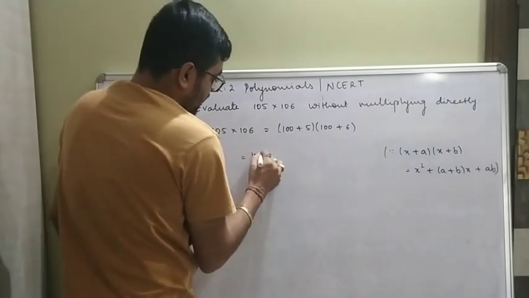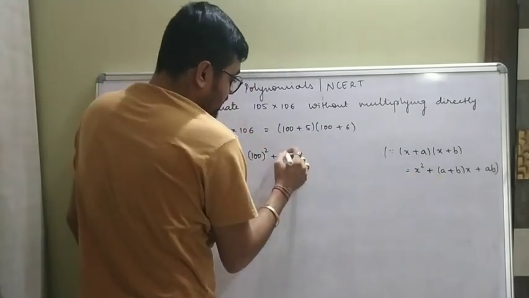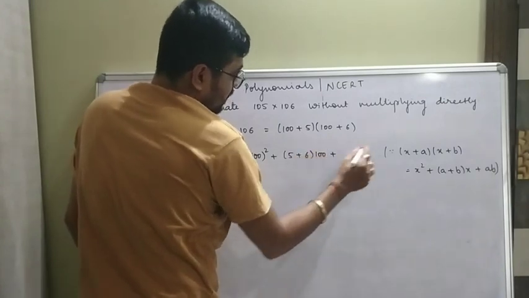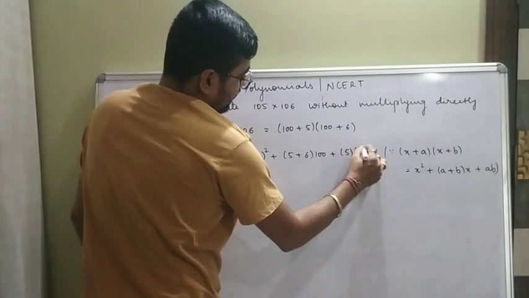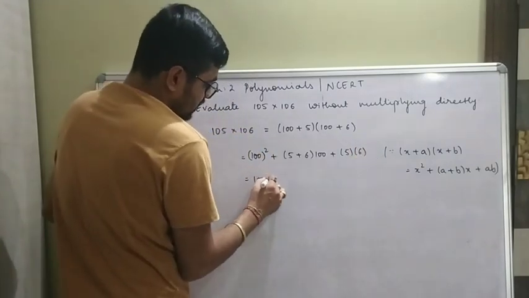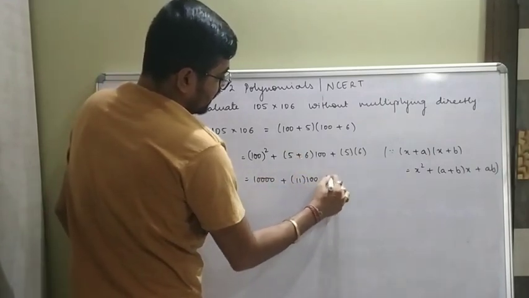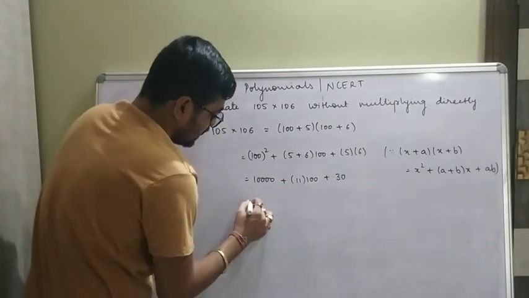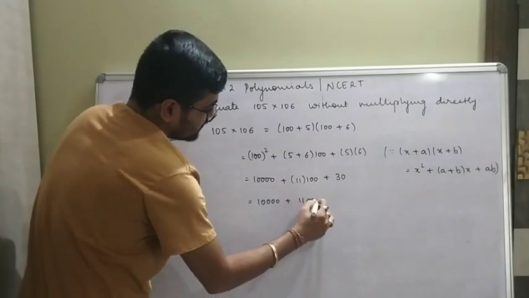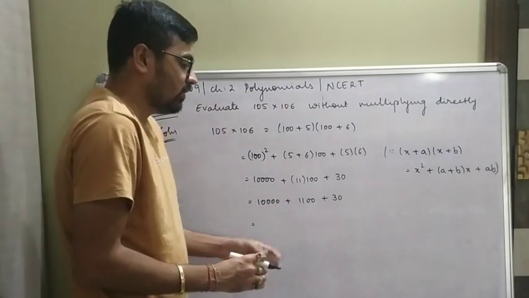So first 100 square plus, now here you can see (a plus b)x, so a is 5, b is 6, x is 100, plus a into b, that is 5 into 6. 100 square, how much is 100 square? 10,000. 5 plus 6 is 11 into 100, that is 1100. 5 6s are 30. So 10,000 plus 1100 plus 30. Now add this.